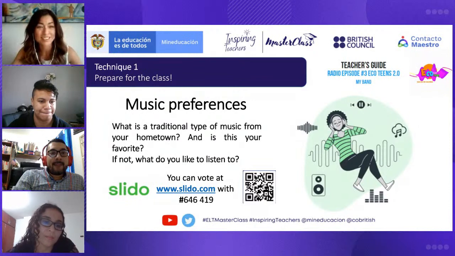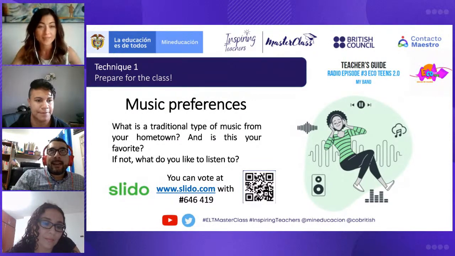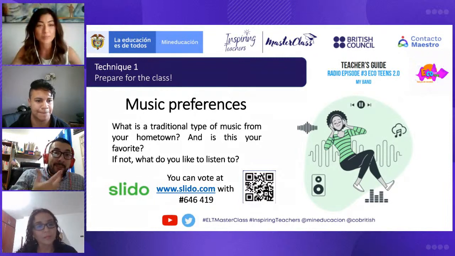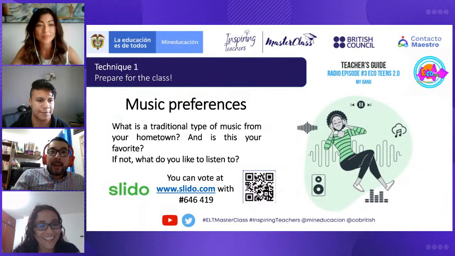Well, in my case, I am from Pereira. I am also not from Medellin. In Pereira, it's very popular, like this carranga music. Most of the artists are from there. So probably it's not the type of music that I prefer. I also like pop music. Normally, this is what I listen to. So yeah, that would be a difference and contrast there.